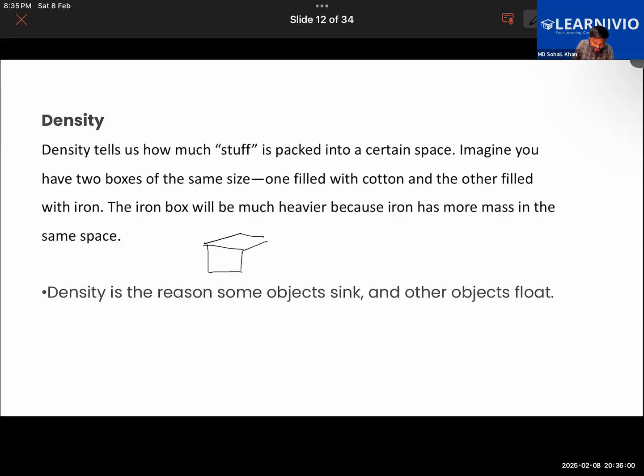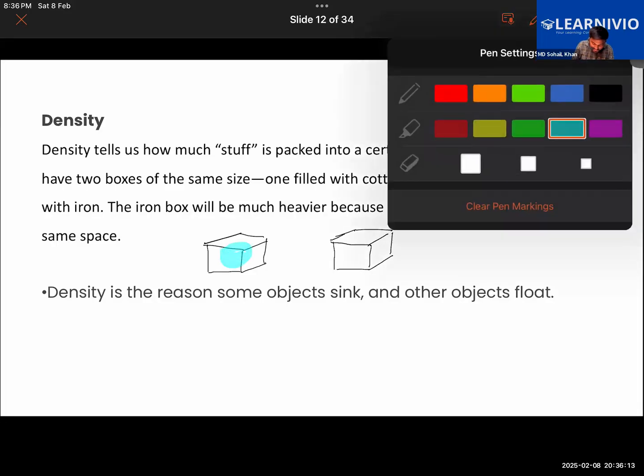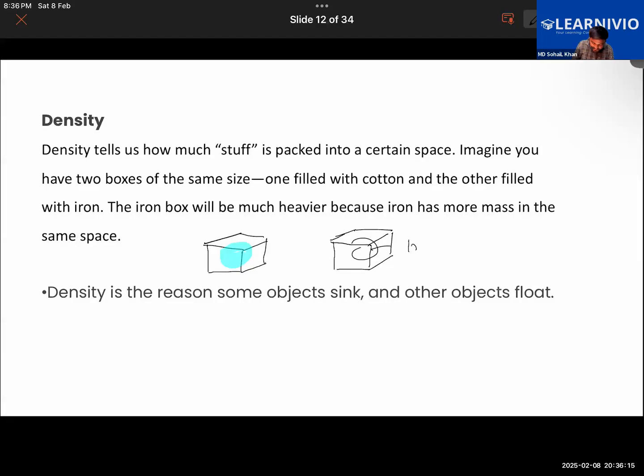What is this shape? Is it a cube or a cuboid? Cube. Are all the sides of a cube equal? Yes. Good. So both of them are packed. This one is packed with some cotton, and this one has been packed with iron. So this one has more mass, and this one has less mass. Cotton will be a bit light.